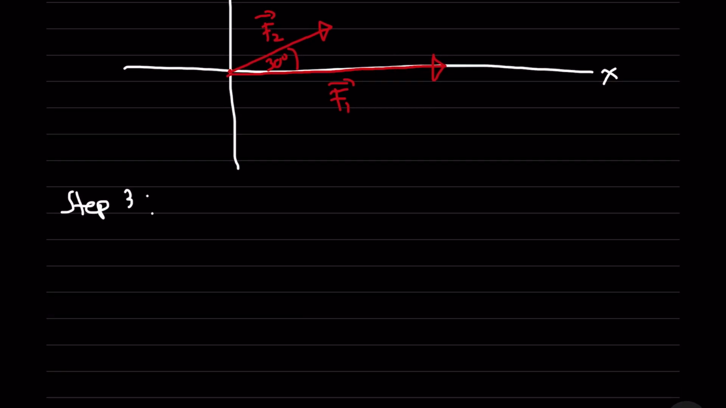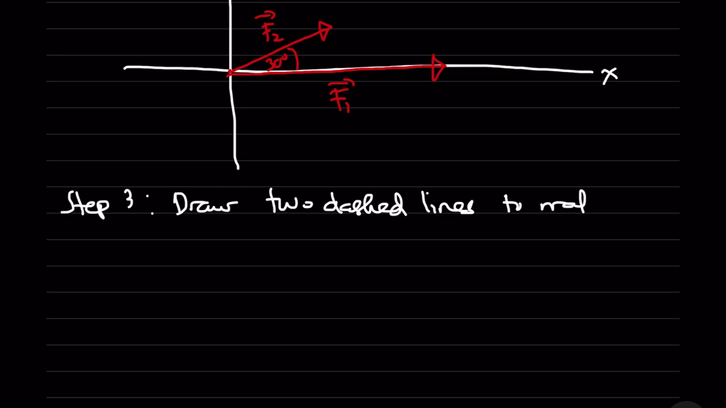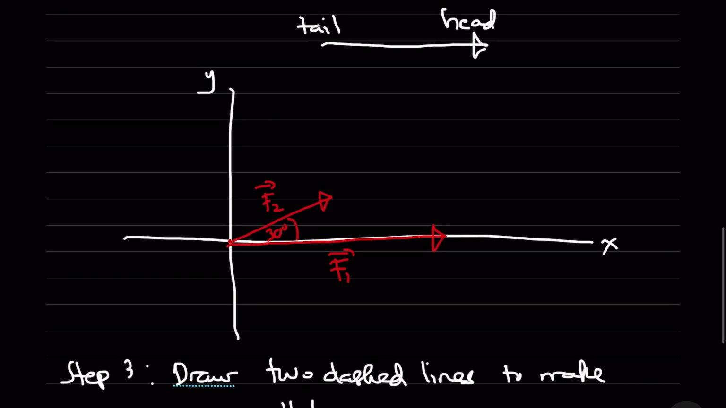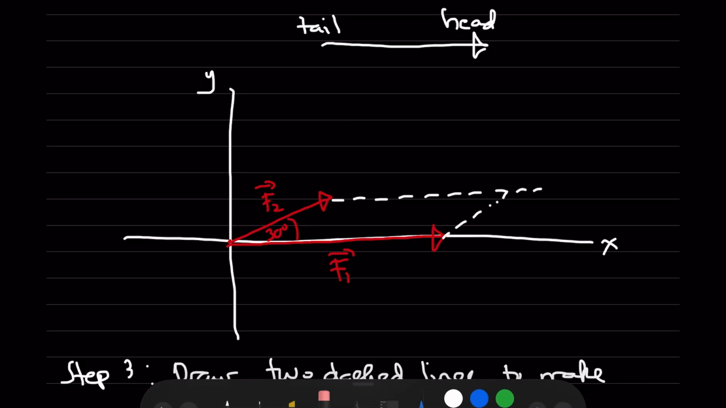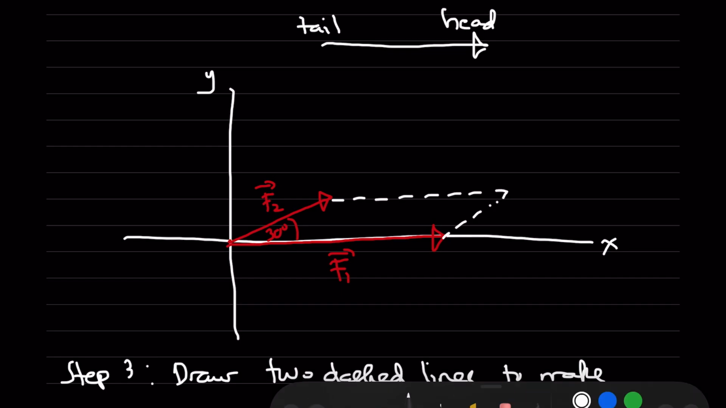The next step is to draw two dash lines that are parallel to both vectors f1 and f2, making a parallelogram. That is what I am doing now here, as you could see on the screen. The first dash line is parallel to f1, while the second dash line is parallel to f2.